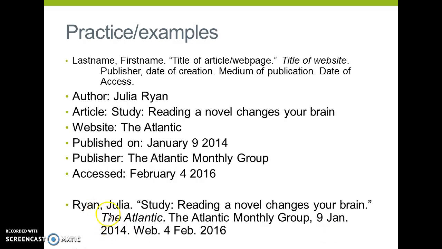Notice that the second and third lines are indented because I had to run over. Notice also how the dates are reversed. So you put the number of the day first, then the month, then the year. That is MLA format. Okay?